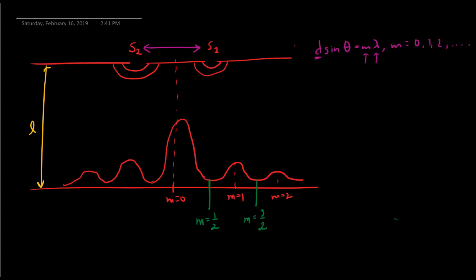And then m as an integer corresponds to any bright spots on the screen if we're talking about light, or any parts where we hear a really loud sound if we're talking about sound waves instead. Okay, but the same equation can be adjusted to represent any of those intensity minimas, meaning any of those silent spots or dark spots, by simply adding a half to our integer m.